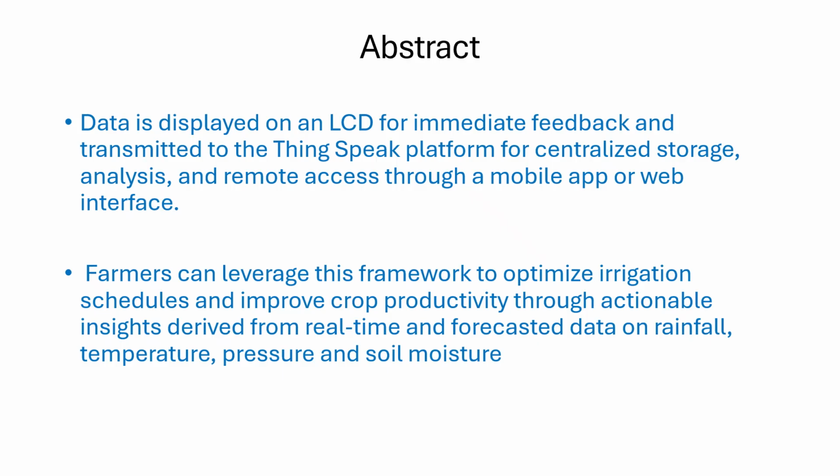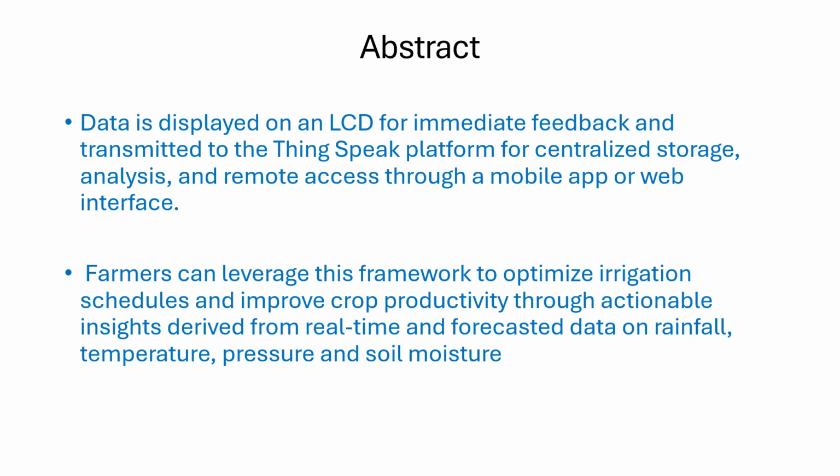The data is transmitted to the ThingSpeak platform, or we can share the data to a cloud platform for centralized storage and analysis, and we can access the environmental conditions data through our mobile app or through a web interface, or we can do cloud computing as well. So farmers can leverage this framework to optimize and maximize their irrigation schedules. They can carry out the schedules properly and they can check back on the system and improve crop productivity.